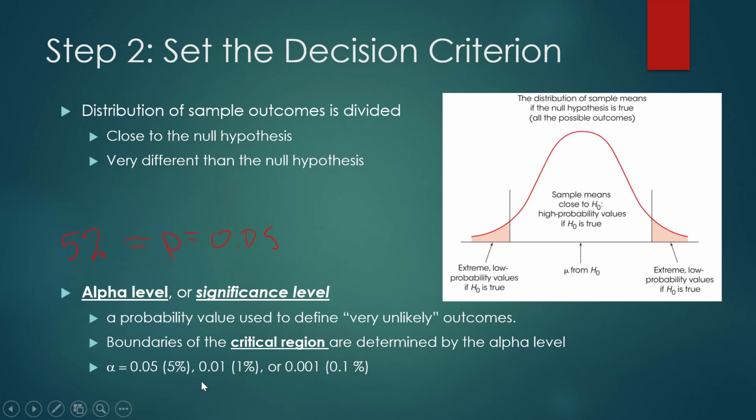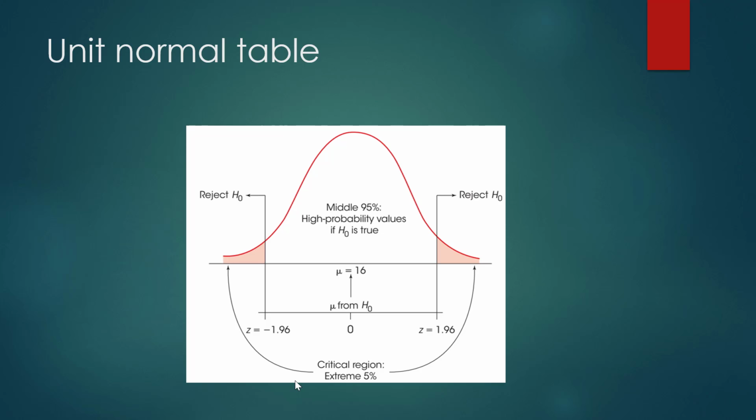Another one is 0.01, which is 1% of the scores falling out in that critical region if the null hypothesis is true. And another very common one, and probably the one that scientists are pushing for more and more, is this 0.001 p-value. So here again, we'll get to the unit normal table in a minute, but just kind of re-emphasize what we said.